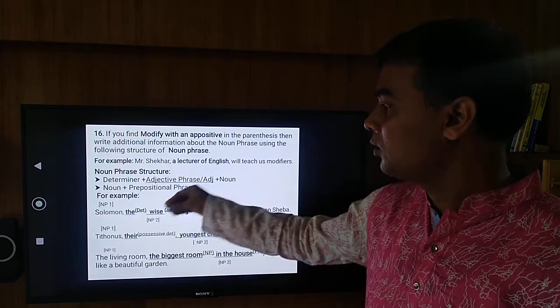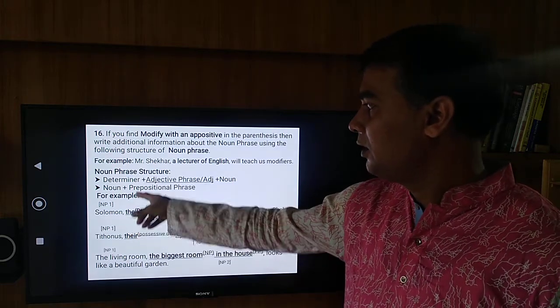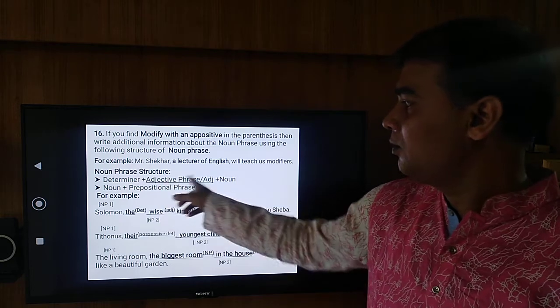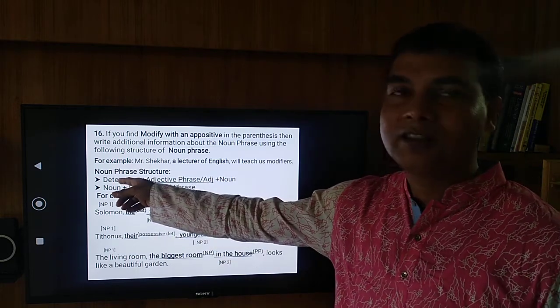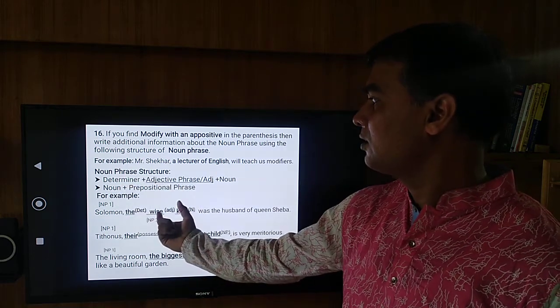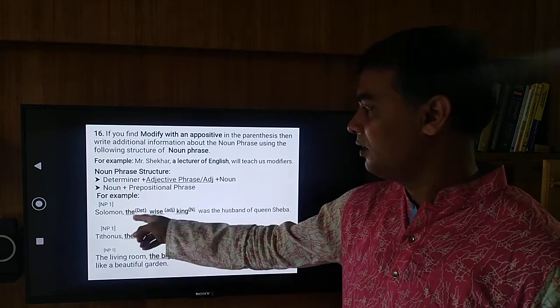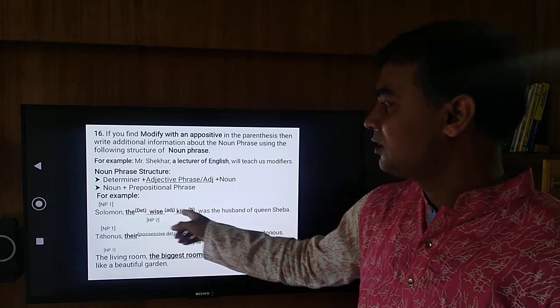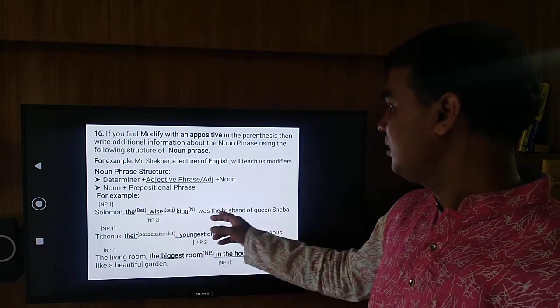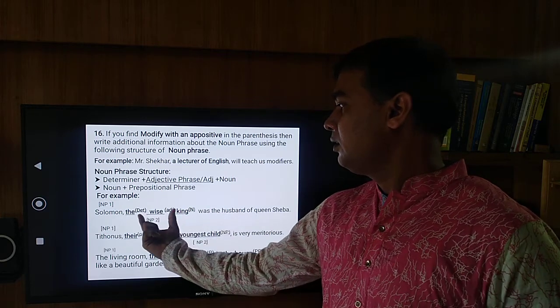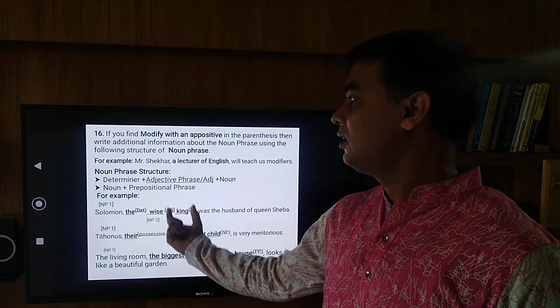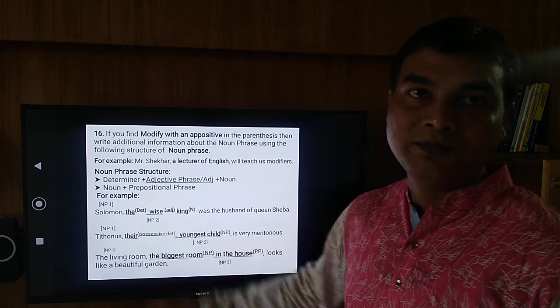And how do you construct a noun phrase? You say determiner, then adjective or adjective phrase, wise, and then noun, king. So following this structure we can construct a noun phrase, and that is the wise king. So Solomon, the wise king, was the husband of Queen Sheba. Here the wise king is an appositive.